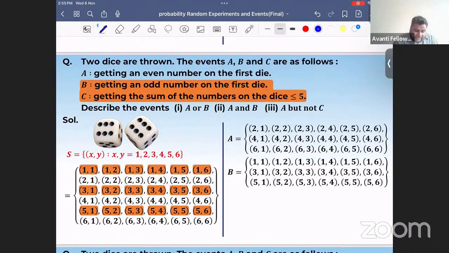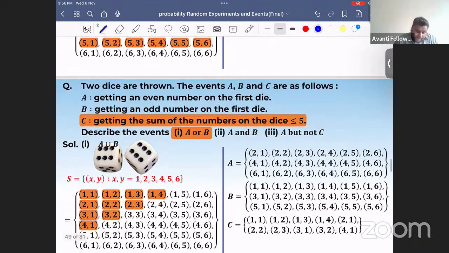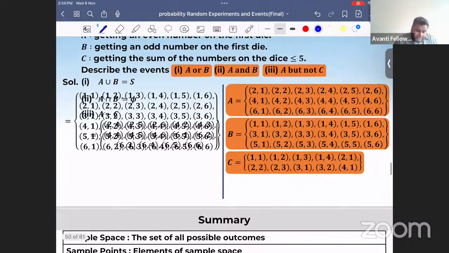C is the event getting the sum of the numbers on the dice less than or equal to 5. Now it's very simple. You can calculate it. Sum 1 cannot be, 2 can be 1, 1 on both, 3 can be 1, 2 or 2, 1, 4 can be 1, 3; 3, 1; 2, 2, and similarly 5 we can calculate. Got it?